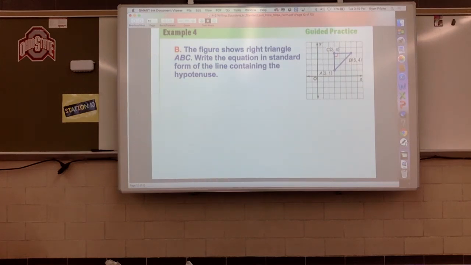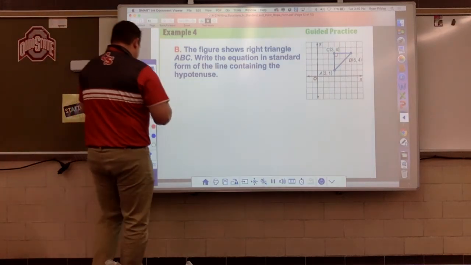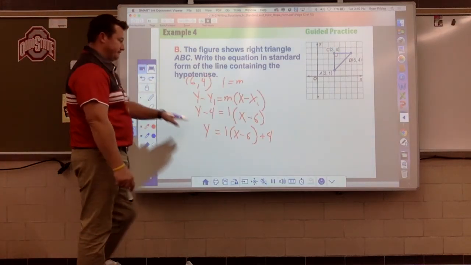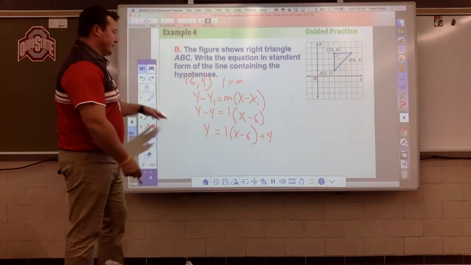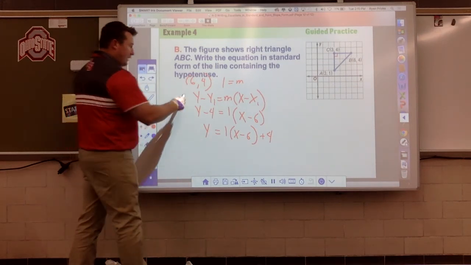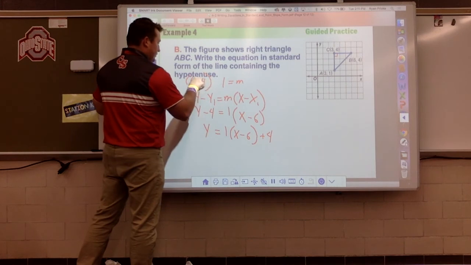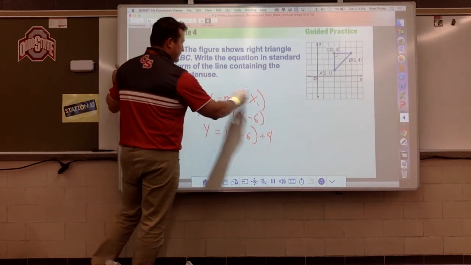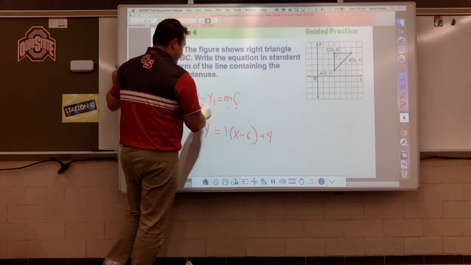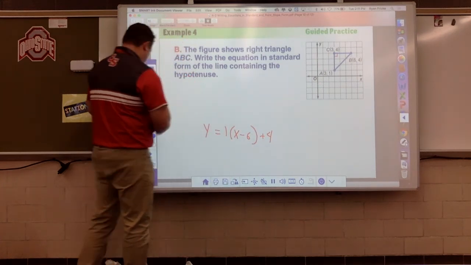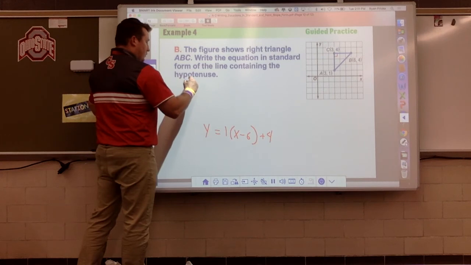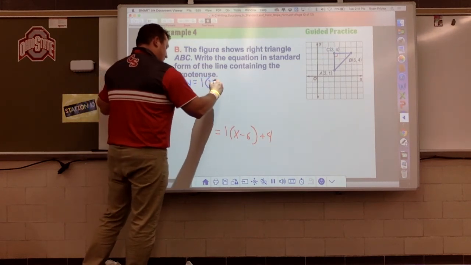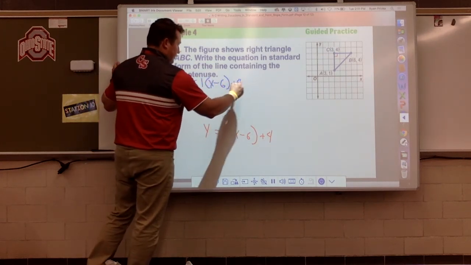Oh, we can do this, guys. This is just standard form. Okay? So once again, we're going to take our equation that we just made. Here it was. And we're going to put it in standard form. All right, so here, I got to make some room. Okay. So, y equals 1, x minus 6 plus 4.